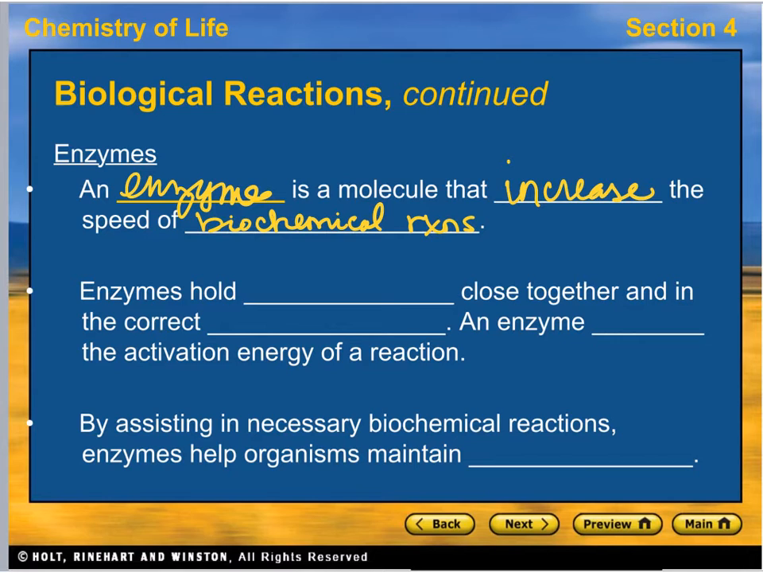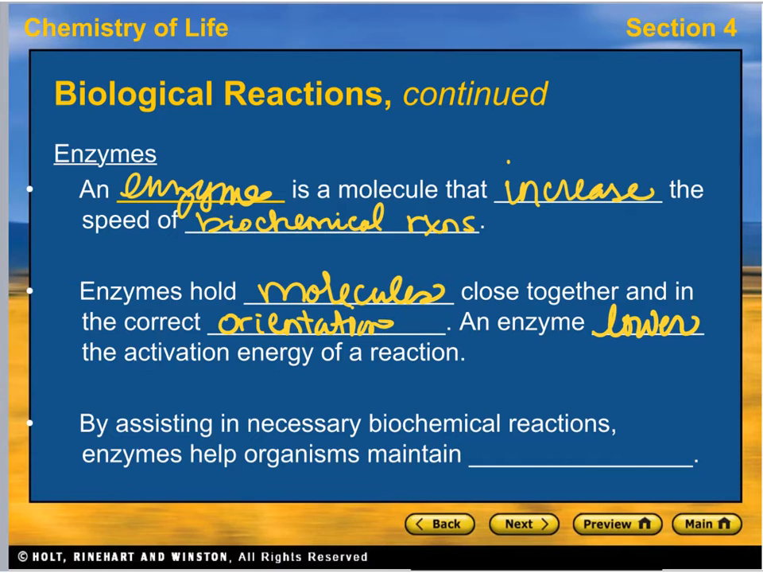They do that by holding molecules close together and in the correct orientation. Remember, part of what you needed in order to make a chemical reaction occur was that the molecules had to be close enough to react to one another, and they had to be in the correct orientation. So enzymes are going to help do that. An enzyme is also going to help lower the activation energy of a reaction, so that it's going to occur a little bit quicker.